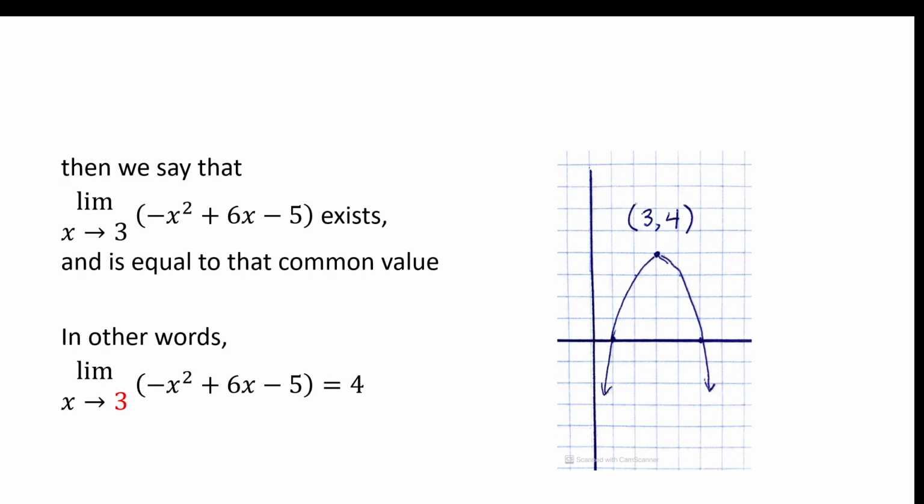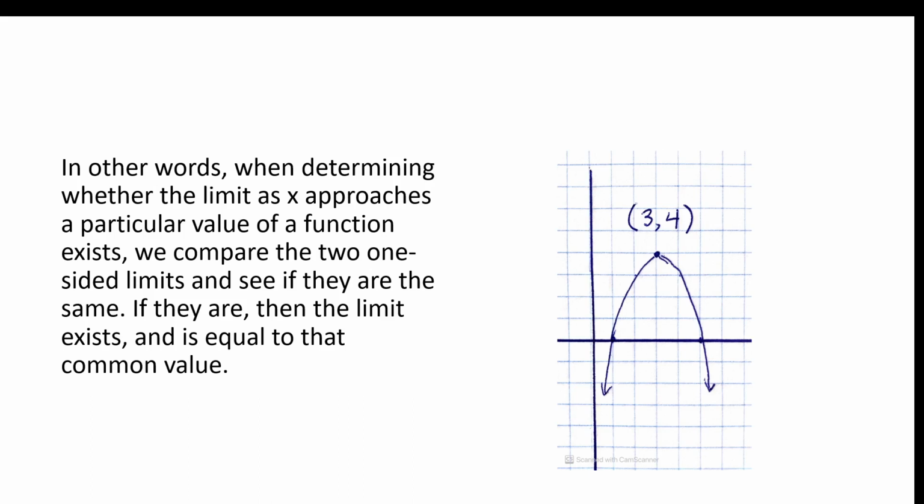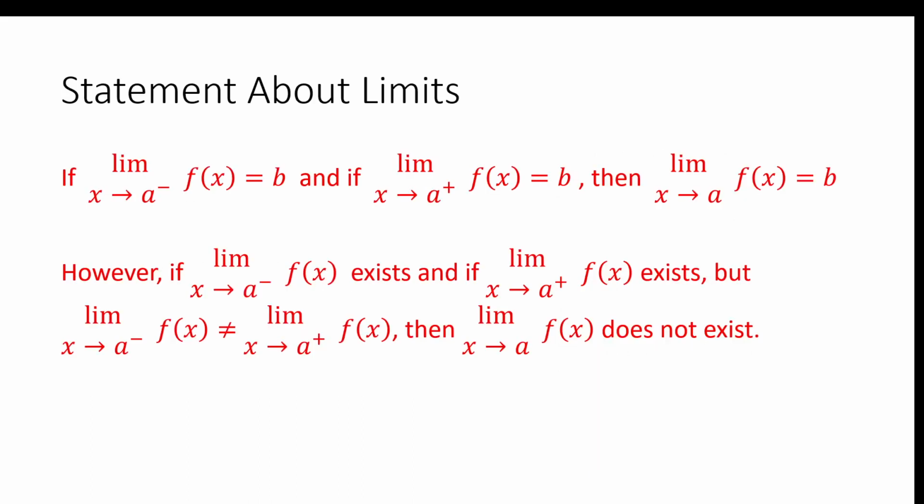So in other words, since both of those one-sided limits equal 4, we say the limit as x goes to 3 of the expression is equal to 4. In other words, when determining whether the limit as x approaches a particular value of a function exists, we compare the two one-sided limits and see if they're the same. If they are, then the limit exists and is equal to that common value.